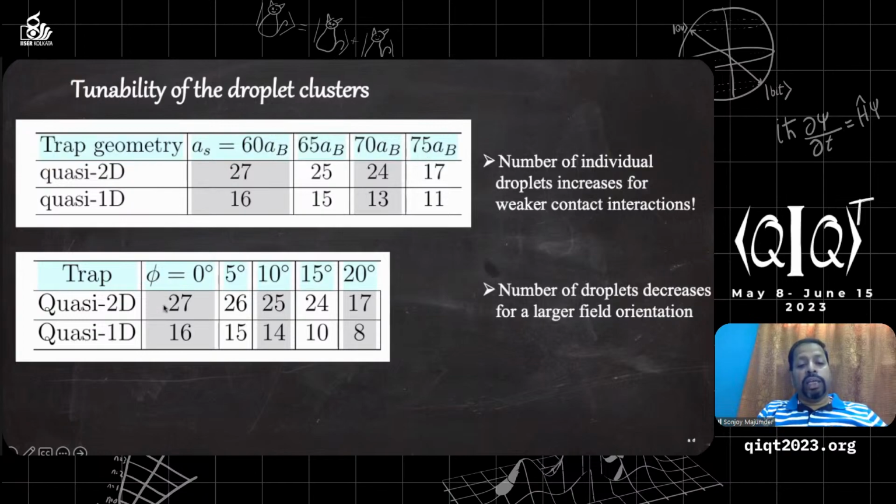Similarly, in terms of the angle or direction of the magnetic field, you can see that if you want to have a large number of droplets, this is I think clearly understood, you can have the magnetic field in the direction of the Z direction.